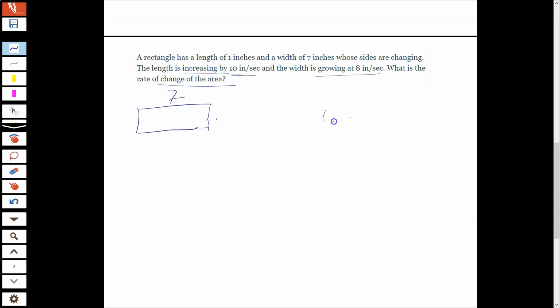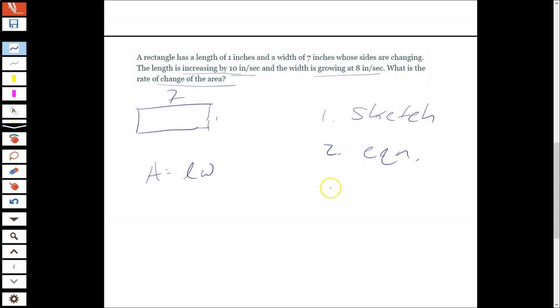So we're going to sketch, we already did that. And then we're going to find our equation. And here, last time we used perimeter because it asked us about the perimeter. Here we're going to use area. So area is just length times width.